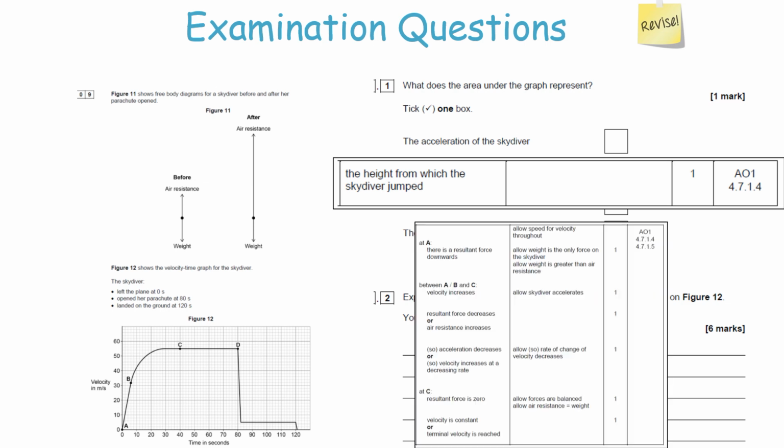At A, there's going to be a resultant force downwards, because when you first jumped out of the plane, you know for a fact that there's going to be weight acting down, and because you haven't really got going yet, air resistance is going to be very small, so therefore the weight is going to have a greater value than the air resistance, so there's a resultant force downwards.